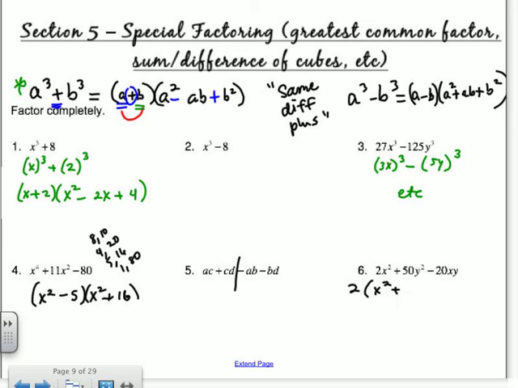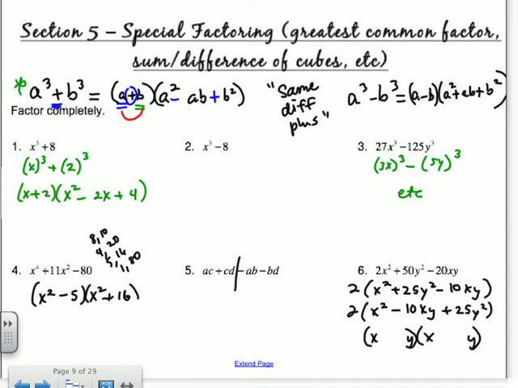So when you do that, they have a common factor of 2. So I'd have x squared plus 25y squared minus 10xy. And when you look at that, you may not recognize it immediately that you can factor further, but you can. We just need to rearrange our terms. So now I can see at the front of my 2 sets of parentheses I need x's, and at the back I need something with y, right? So that way I get my y squared.